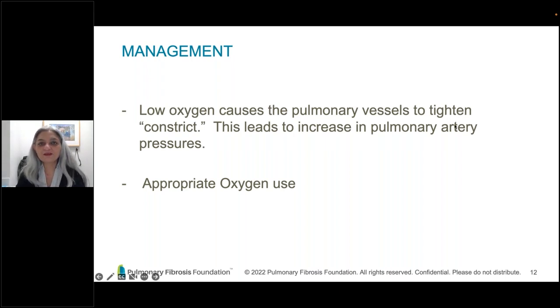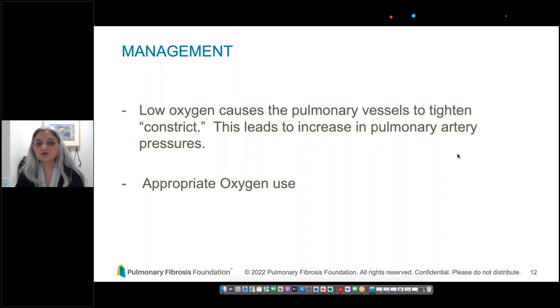The first important thing in the management is that we know low oxygen causes pulmonary vessels to tighten up, and that itself causes the pressure to go up. So as part of the management of the interstitial lung disease, it's important to use the oxygen as prescribed, because otherwise we will falsely diagnose pulmonary hypertension. Next slide.